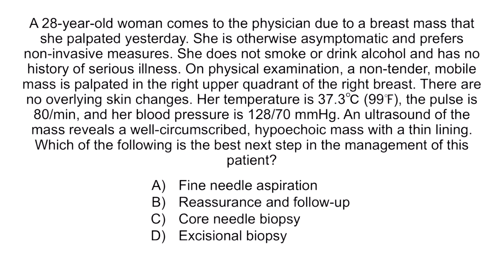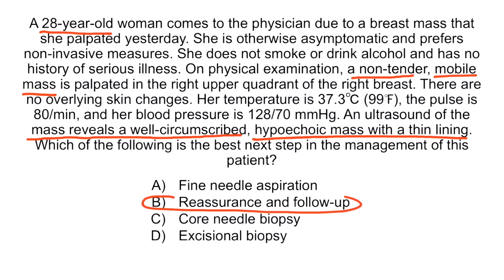A. Fine needle aspiration. B. Reassurance and follow-up. C. Core needle biopsy. Or D. Excisional biopsy. So this patient presents with a non-tender mobile mass. On ultrasound, the mass appears well circumscribed and hypoechoic with thin lining. Her age, the physical examination, and the ultrasound findings make simple cyst the most likely diagnosis. Patients should be informed that this is a benign condition with no malignant potential, and therefore the most appropriate management is reassurance and follow-up to monitor the patient's symptoms. This makes the correct answer B, reassurance and follow-up.